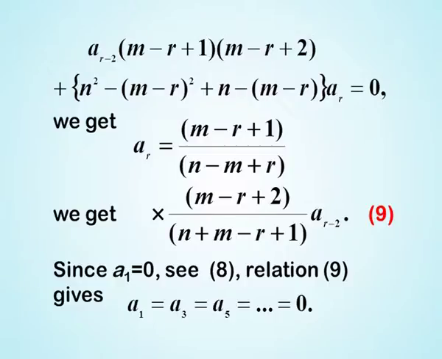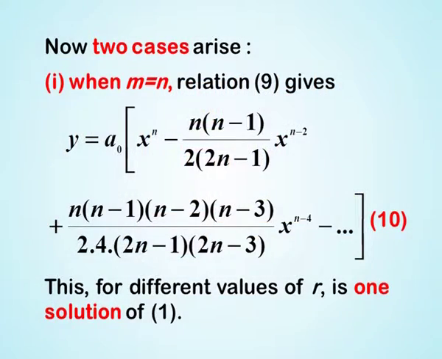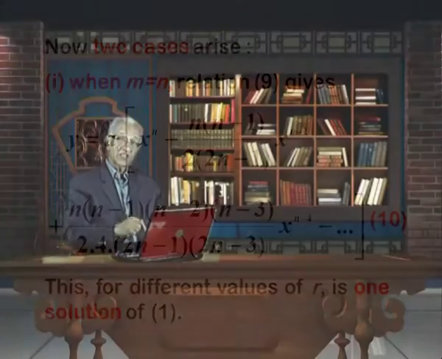Since a1 is equal to 0 in equation 8, the relation 9 will result in a1, a3, a5, all odd constant coefficients being equated to 0. Two very important cases arise, and these two cases are when m is equal to n. This I am referring to the solution that we get: m is equal to n and m is equal to minus of n plus 1.